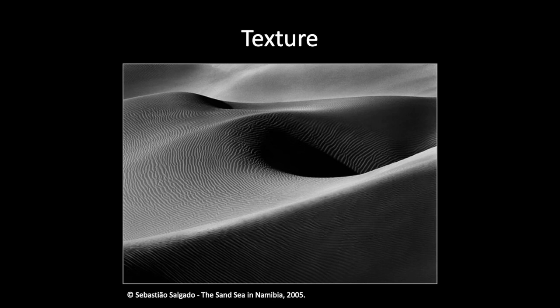Like color, texture can draw people into a photograph and create visual interest. Texture adds visual weight to items in photographs, depth and a sense of touch. It is important to use side light in order not to lose the depth of the texture. Texture is just more interesting and our eyes are drawn to it. Here the light accentuates the ripples in the sand dunes.